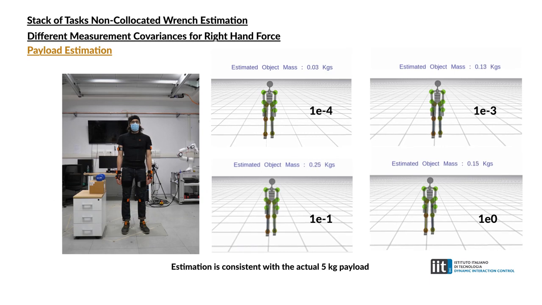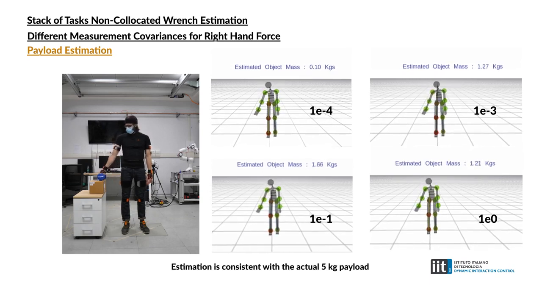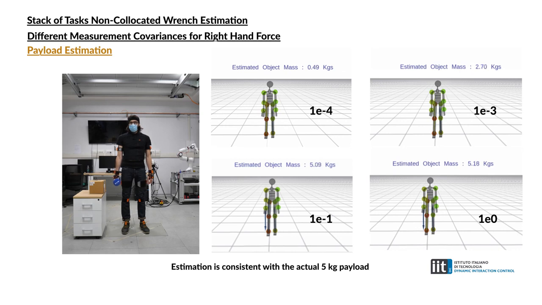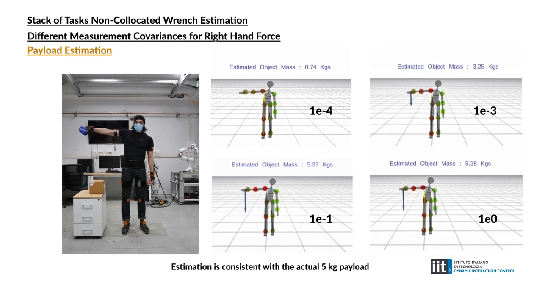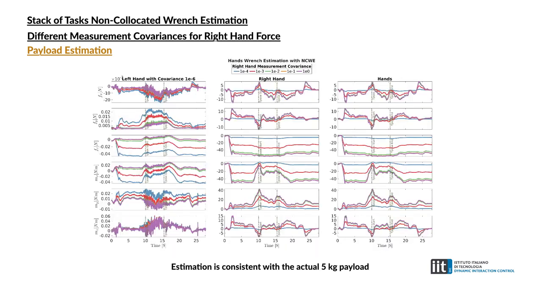These results present the effect of different measurement covariances for payload estimation using the approach of non-collocated wrench estimation. A higher measurement covariance value results in a better estimation. These plots represent the accurate estimation of the interaction wrench at the hands for different measurement covariance values. The wrench estimates are consistent with the payload handled by the subject.